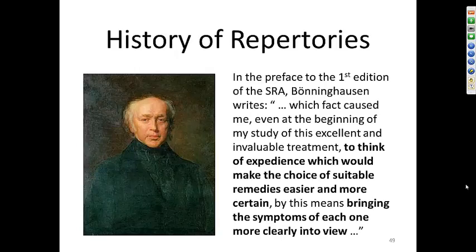Now, in the preface to the first edition of the SRA, Bönninghausen actually wrote, "Which fact caused me, even at the beginning of my study of this excellent and invaluable treatment, to think of expedients which would make the choice of suitable remedies easier and more certain, by this means bringing the symptoms of each one more clearly into view." So you can see that even back in 1832, Bönninghausen is already thinking about, he doesn't come out with it until 1846, but even in 1832, he's thinking, how can I make this repertory more expedient in its use? How can I simplify its structure and function?